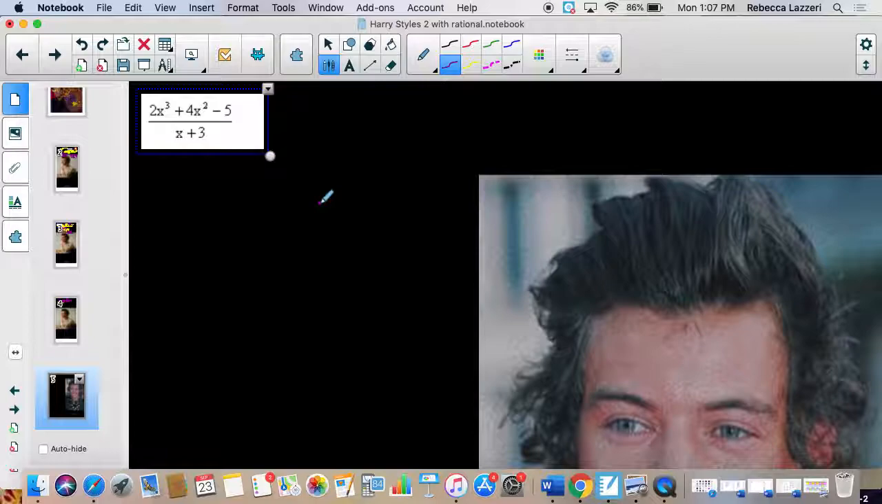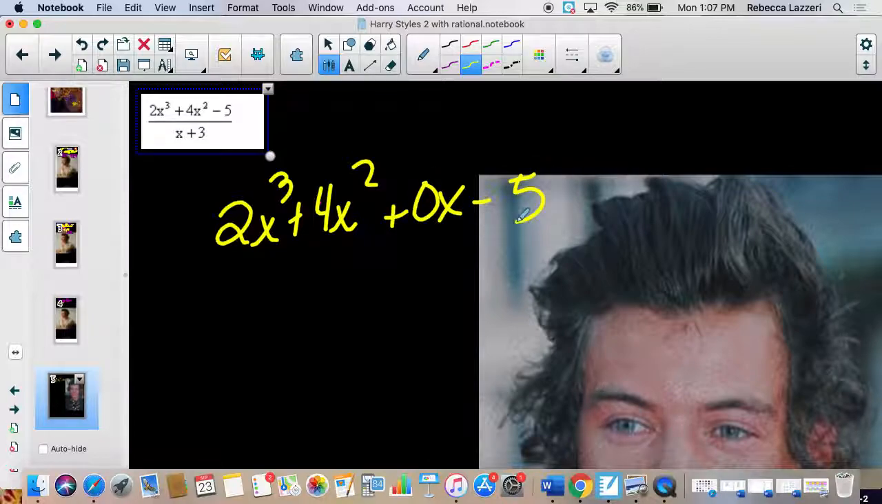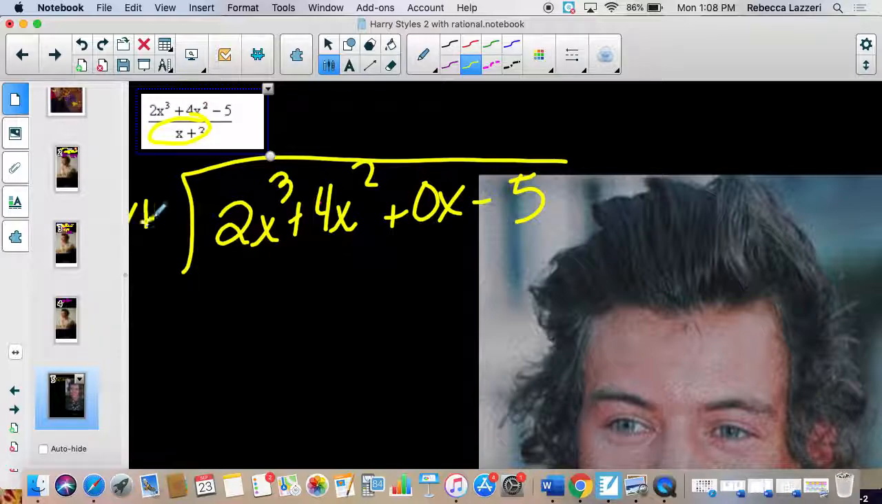All right, so now I'm going to say 2x cubed plus 4x squared. What's missing? X. So you need a placeholder, so you put in 0x minus 5. Sometimes they even have to put a placeholder on the one underneath. It doesn't happen often, but watch for it. If it skips something, you've got to put in a placeholder in the dividend and the divisor, numerator and denominator. All right, but it's just 1 and x to the first minus 3, so it's good to go. X plus 3.